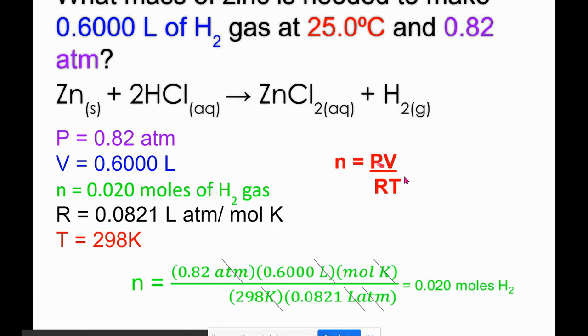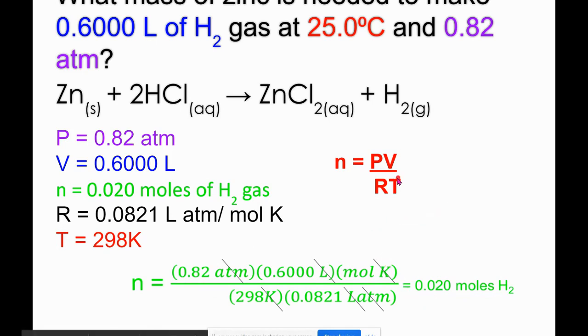And so here in that step, you can see that's exactly what we did. We just plugged in each of these values. Don't forget to cross-cancel your units. If you are solving for moles, can you take a guess what unit you should have remaining? That's right, every unit but moles should cancel. And that is precisely what happens here. And so now I am given 0.020 moles of hydrogen.